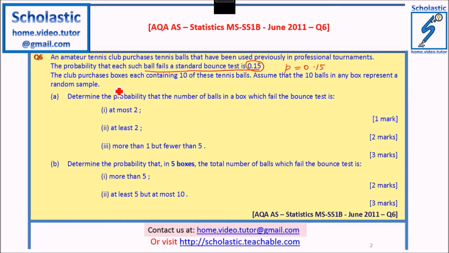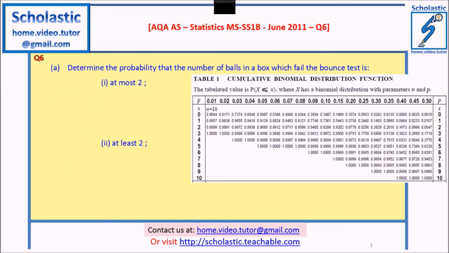The club purchases boxes each containing 10 of these tennis balls, assuming that the 10 balls in any box represent a random sample. Then there is part A and part B, with 3 parts in part A and 2 parts in part B. So in total, 6 marks for part A and 5 marks for part B. Let's try to go through the question.